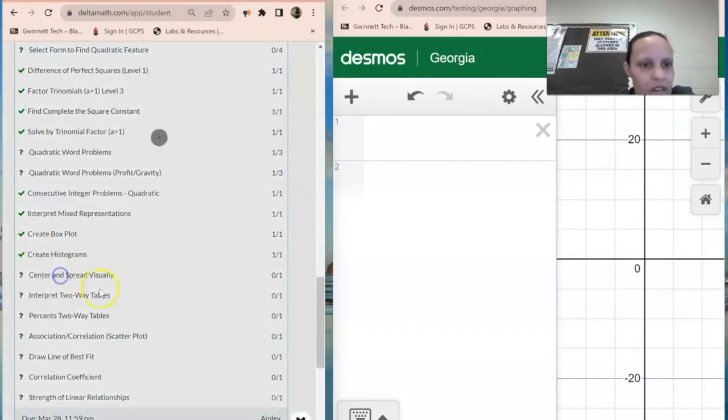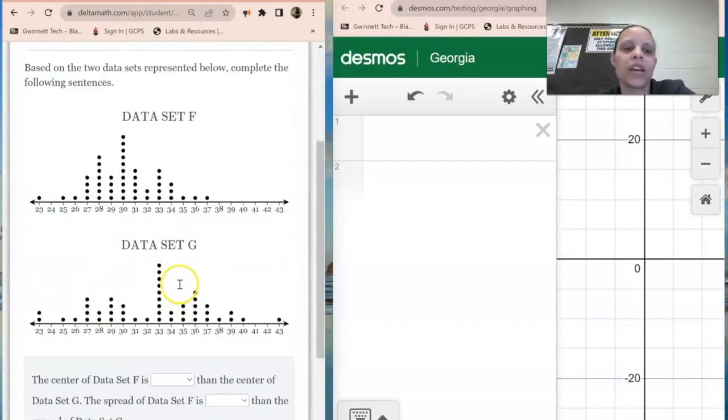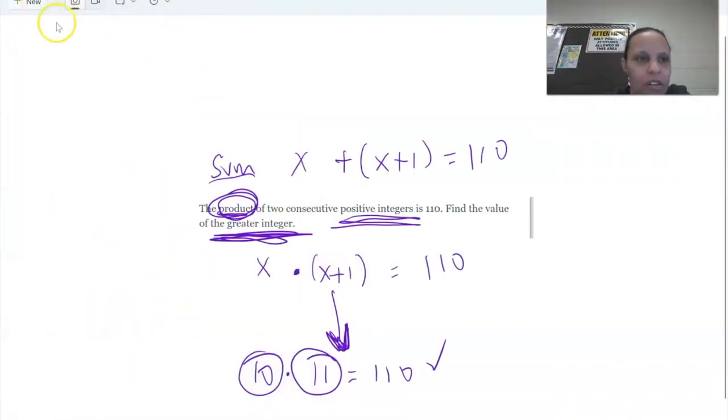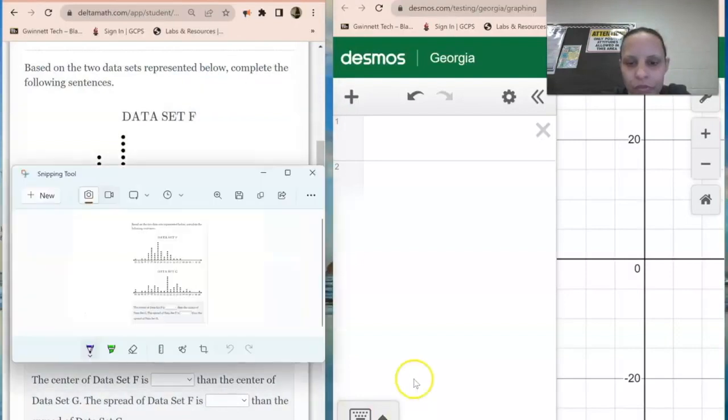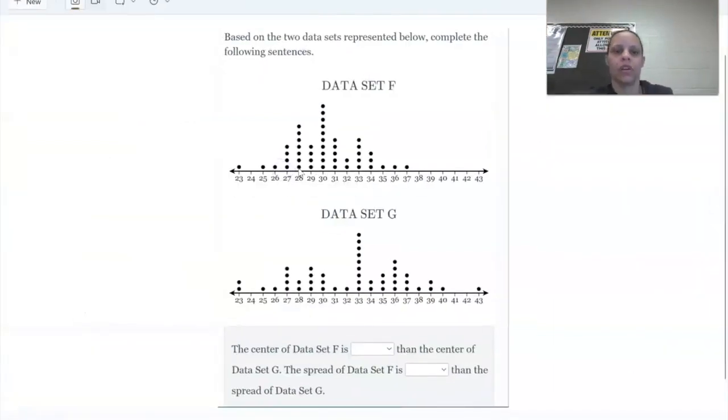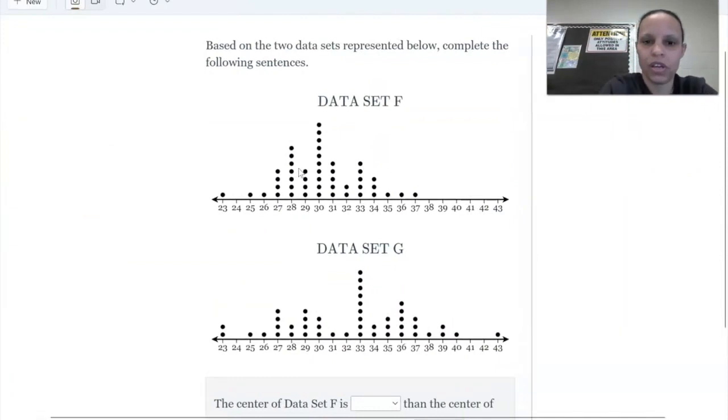All right. Center and spread visually. Okay, so we can actually calculate this, you know, or actually if it's true or not. But we can do it visually really quickly. So we have two data sets, right? Where would you think the center of this would be of each data set? So let me go ahead and just take a picture of this. All right, so looking at this data, it goes from here to here. Where would the middle, if you would find the middle, where would that be? I would say it would be roughly 29, 30, 31.